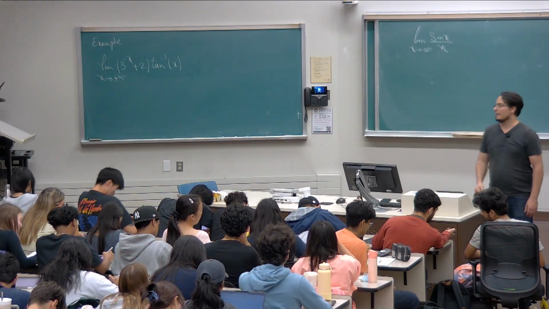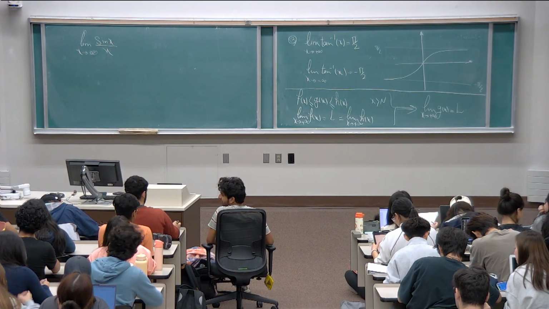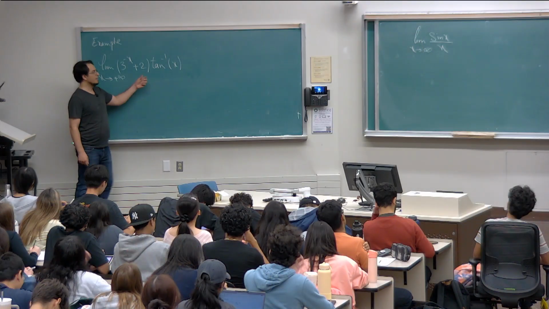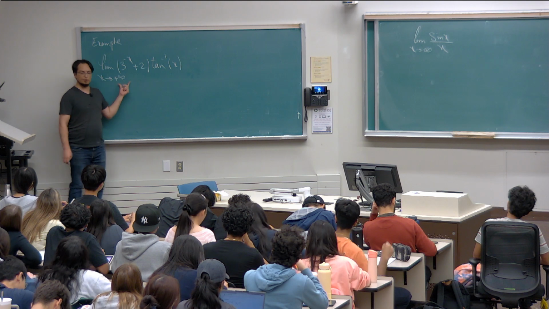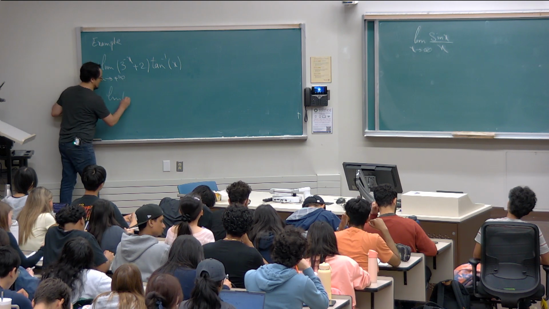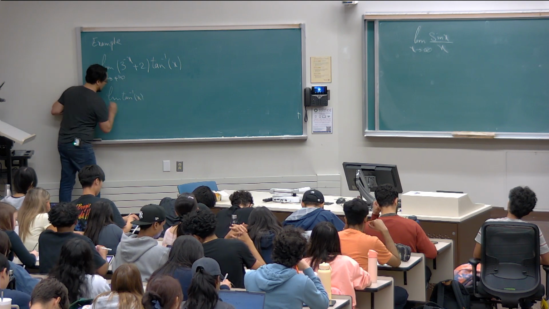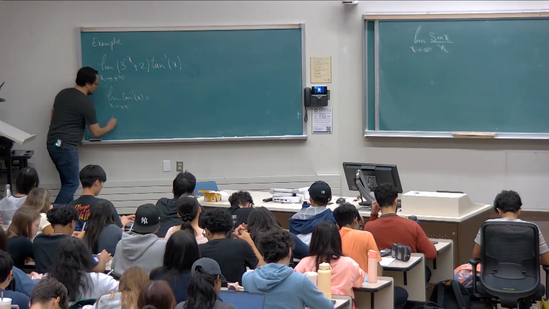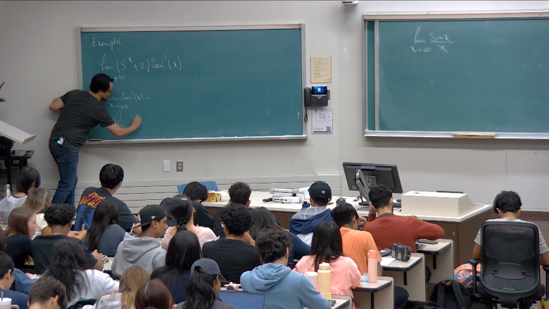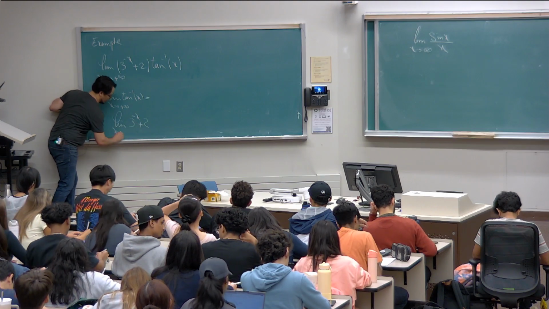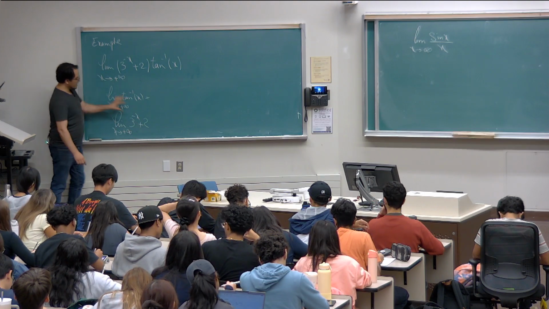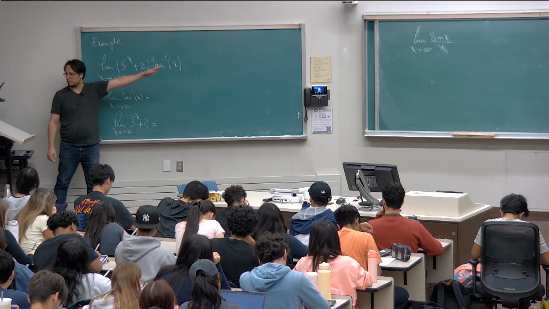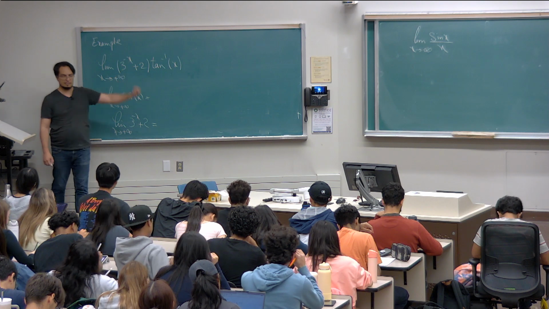Okay. Look at this thing. If I know the limit of tan inverse x as x approaches plus infinity, and then if I know the limit of 3 to the power negative x plus 2 as x approaches plus infinity, if both of them are numbers, then I can use the product law and multiply them, yes? That's what the limit law says.